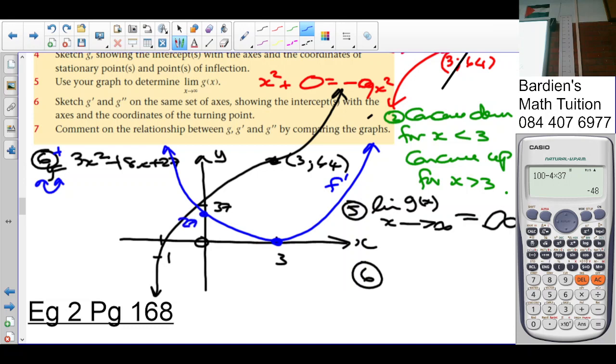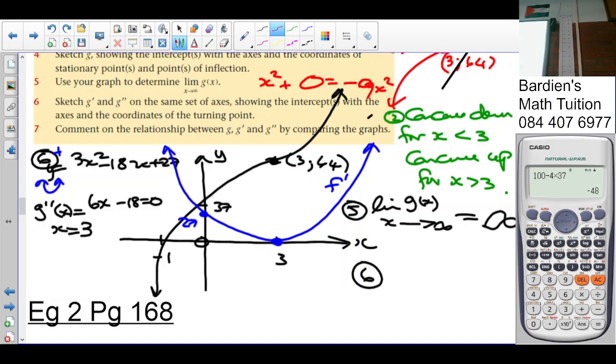Then they want you to draw the g double prime graph. Which means it's the derivative of that, which is 6x minus 18. So your second derivative is going to give you 6x minus 18. If I set that equal to 0, x is then equal to 3. Can you see that, people?